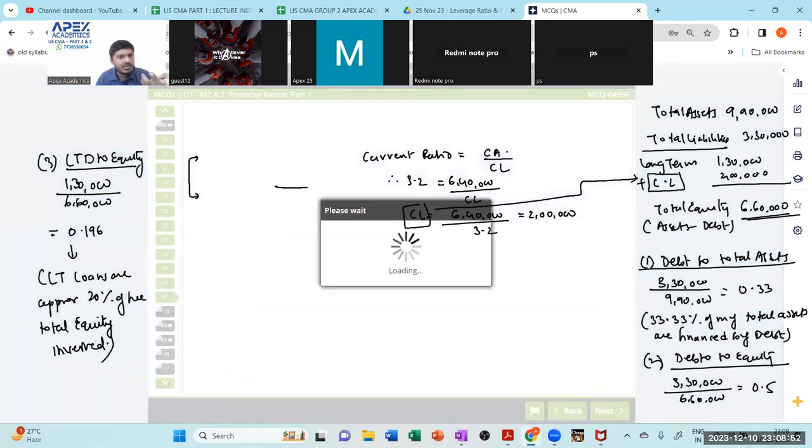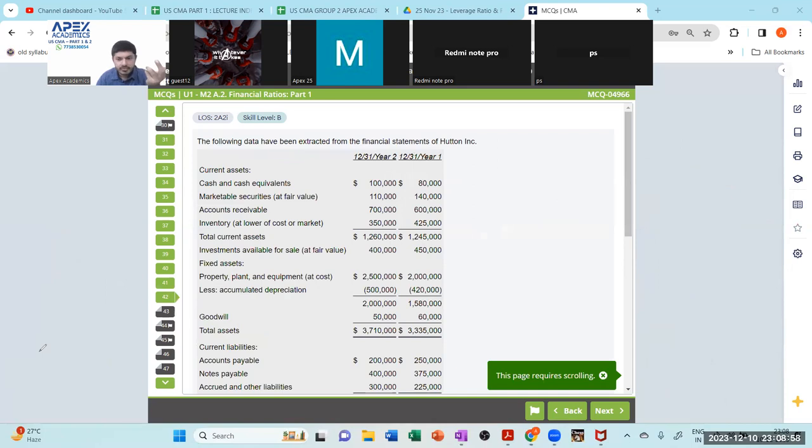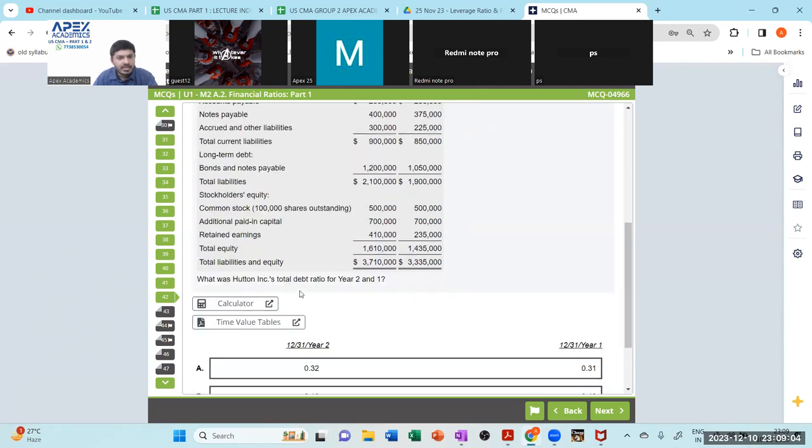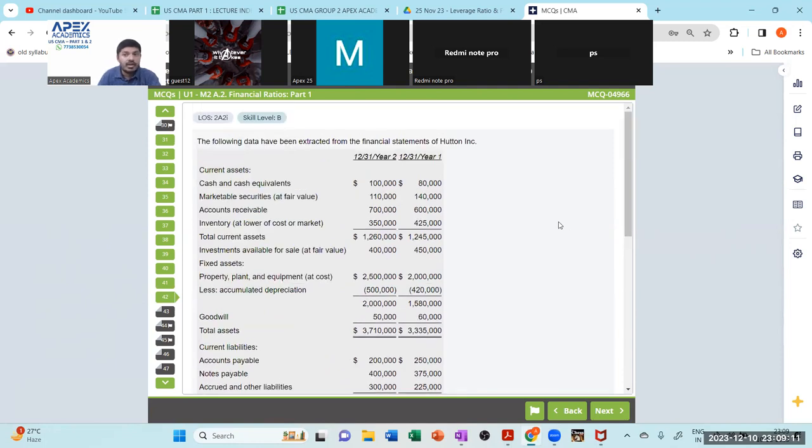Let's see this question. What is this question? What are they asking in this question? They are asking you the total debt ratio for the year. Total debt ratio. What is the meaning of total debt ratio?